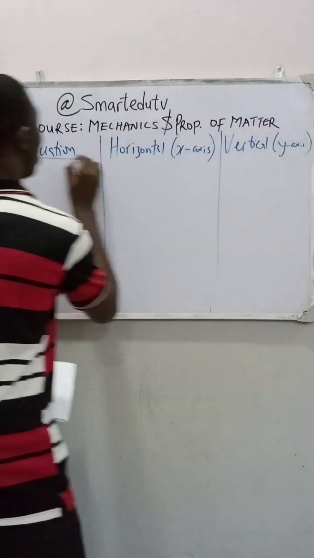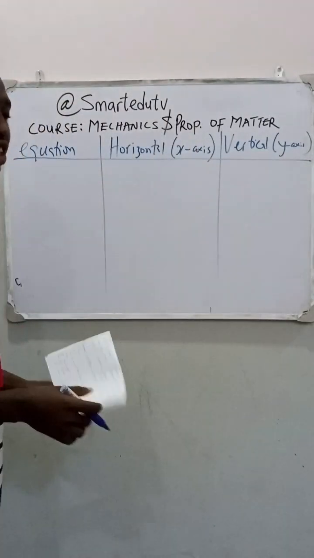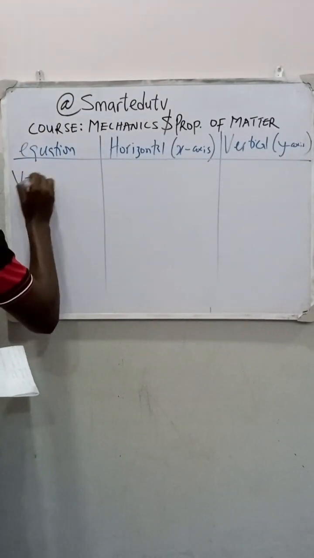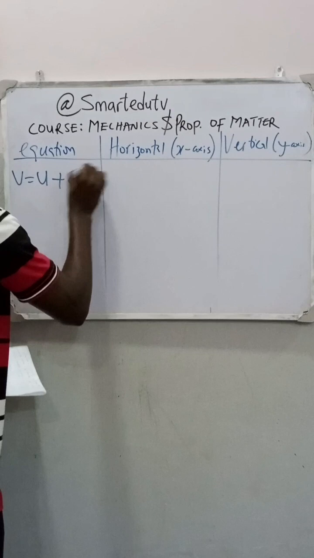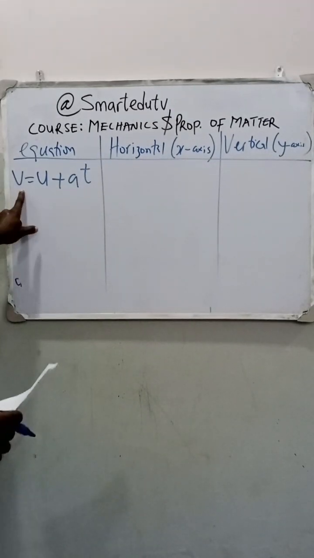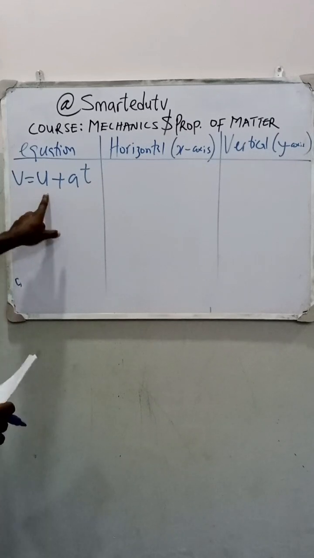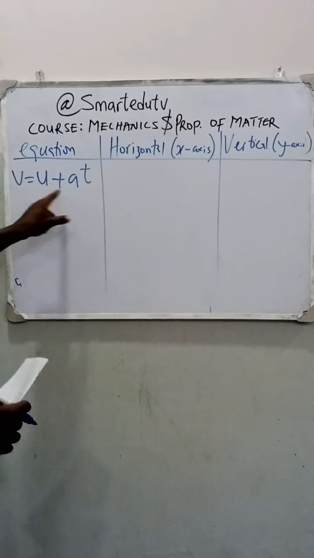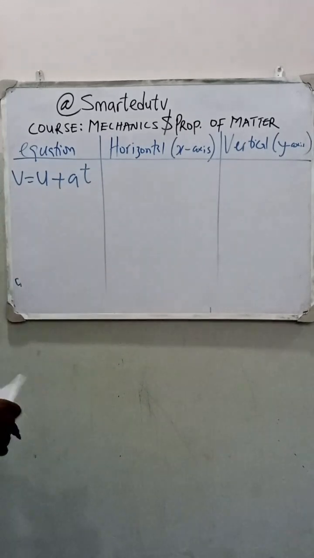Okay, so for the first one, let's look at the first equation, which is v equals u plus at, where v is the final velocity, u is the initial velocity, a is acceleration and t is time.